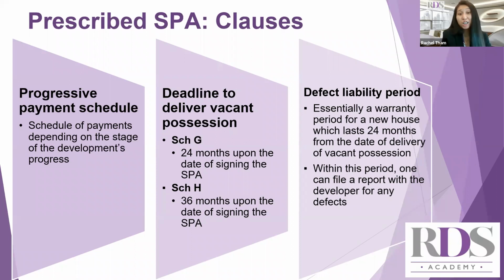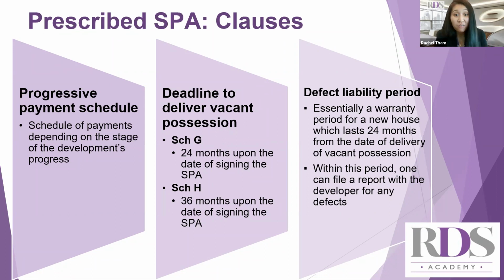Next clause will be in relation to the deadline to deliver vacant possession. Under Schedule G, which is for the landed residential, developers have 24 months upon the date of signing the SPA. While under the Schedule H, which is for strata residential, developers have 36 months upon the date of signing the SPA. That means that both the buyer and the seller are bound by this date to deliver and accept on a predetermined schedule.